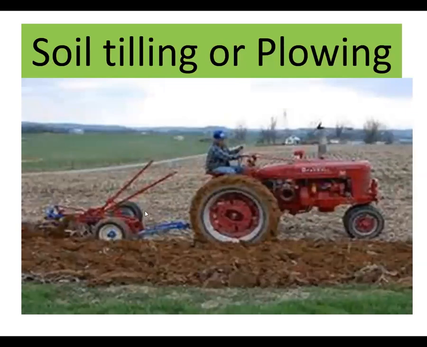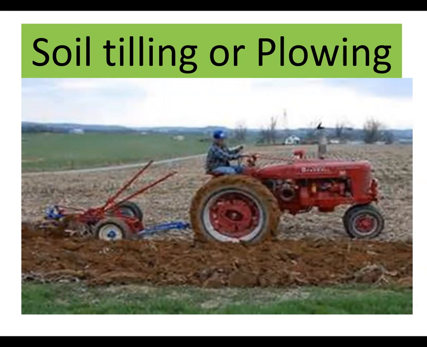This is a practice by farmers that began a long, long time ago. This is called soil tilling or soil plowing. Soil tilling is done to loosen the soil and aerate it so that the bacteria or the microorganisms in the soil can accelerate the production of nutrients.